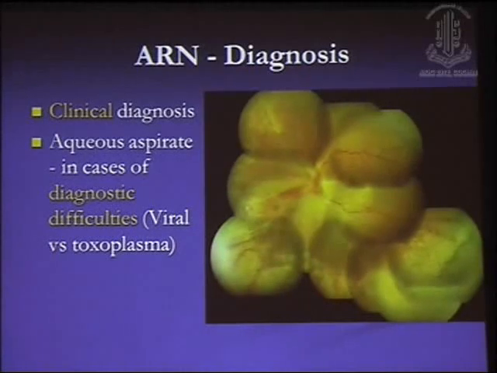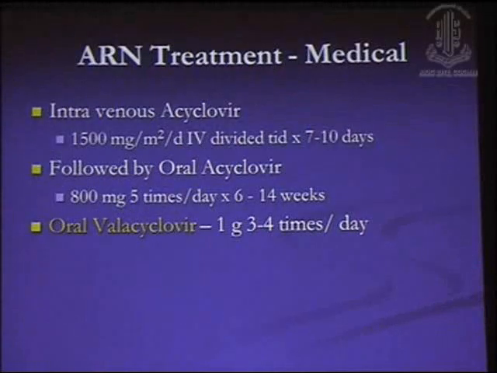So in those cases we might decide to go ahead with aqueous aspirate to decide on treatment. Now treatment usually involves a course of intravenous acyclovir followed by oral acyclovir. But with smaller degrees and less severe retinitis, oral valacyclovir has been a great help to all of us, because it avoids the entire cycle of admitting the patient, having an intravenous injection for days, and it's relatively inexpensive. 1 gram about 4 times daily initially, and then step down depending on the response to treatment.